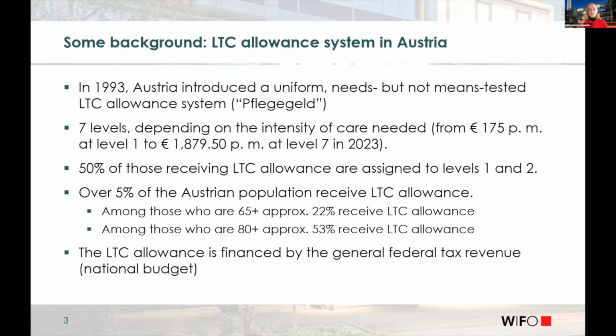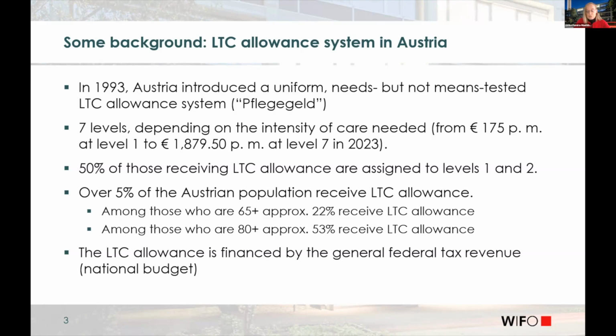So first of all, I want to give you a short overview of the Austrian long-term care allowance system. In 1993, Austria introduced a uniform needs but not means tested long-term care allowance system, the so-called Pflegegeld. There are seven levels depending on the intensity of care needed, and the allowance ranges between 175 euro per month at level 1 to roughly 1,900 euro per month at level 7.